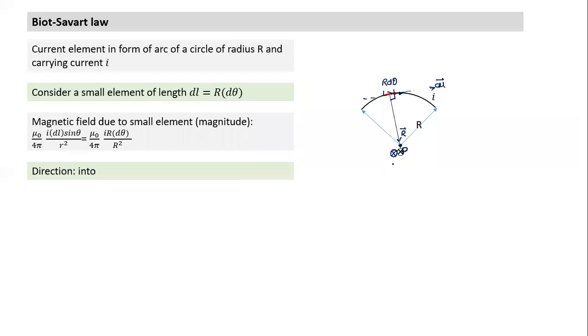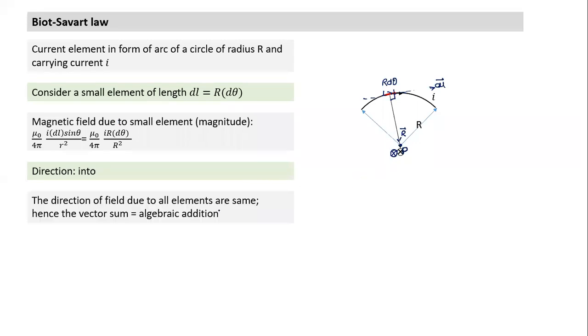Okay, let's say this is all in place. The direction of field due to all elements is the same. Hence, the vector sum is equal to algebraic addition. So we add this up. Rest all is common, only the term d theta. So if I add up, what are we adding? This r gets cancelled. It's d theta. So what is the addition of all small angles? All small angles add up to the angle the arc subtends at the center. So the summation of d theta will be the angle subtended at the center.